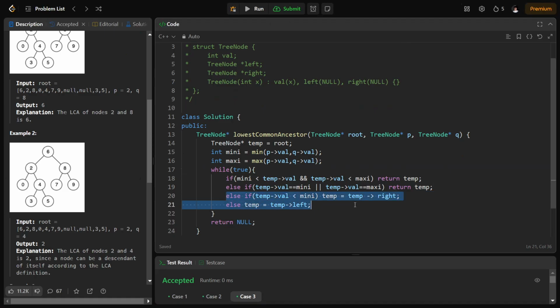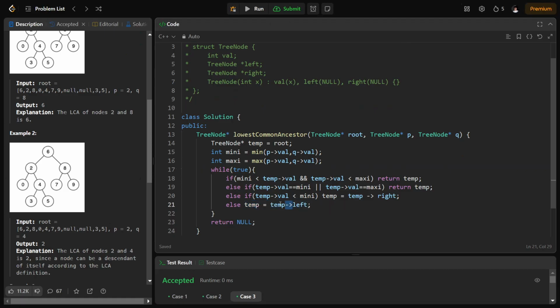Now if we reached this else if statement, when would this condition be false? Only when either mini is greater than temp val or maxi is less than temp val, because every value is unique, so one of these will be true. If temp val is less than mini, the value I'm at is smaller than the nodes I'm trying to find, so they are on the right-hand side of this tree, and I update temp to temp.right. Otherwise, temp.val is greater than maxi, so our answer should be on the left subtree, and I set temp equal to temp.left.